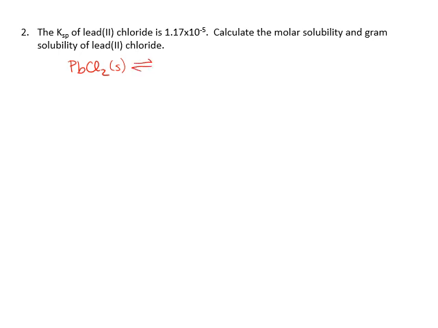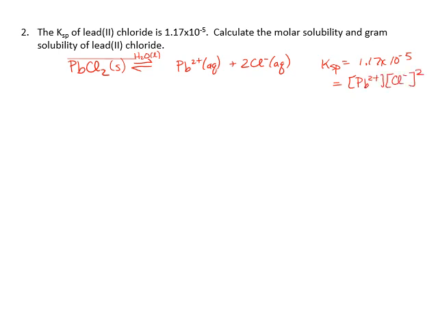What is the solubility reaction? Lead 2 chloride will dissociate into lead 2+ ions and 2 chloride ions. This is the reaction that goes with the Ksp value, which is 1.17 times 10 to the -5, and is equal to the concentration of the lead ions times the concentration of chloride ions squared.